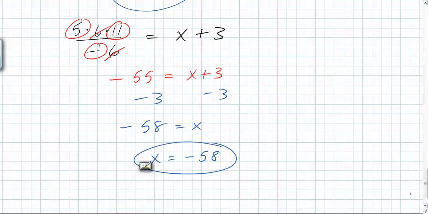So just remember, be careful, label everything you're doing, remember the golden rule of algebra, and have a lot of fun.